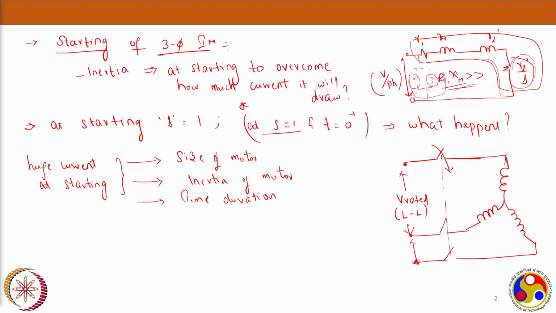Now to have more clarity, let's take an example situation where we have a motor with a rated current of 10 amps. That is, the rating of the machine is 10 amps. Then at the starting, it will take around 8 to 10 times. So I'm taking 8 times, 80 amps at the starting.